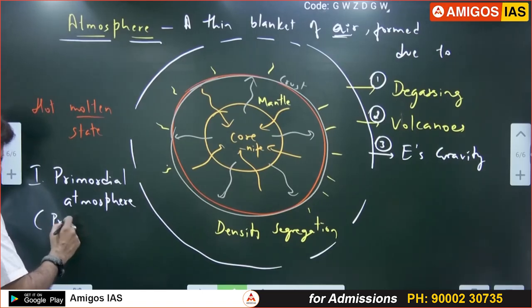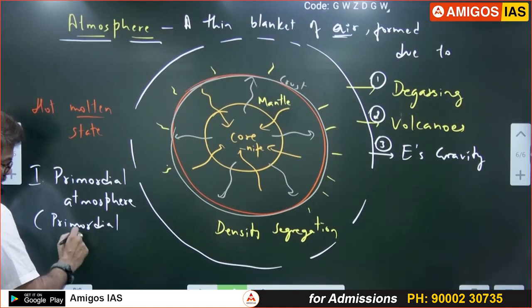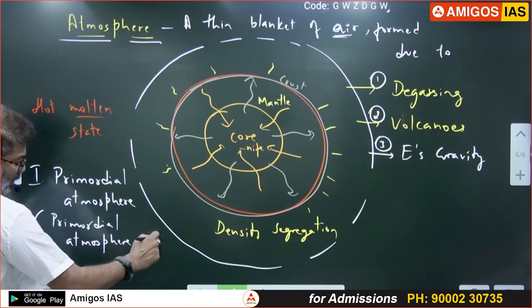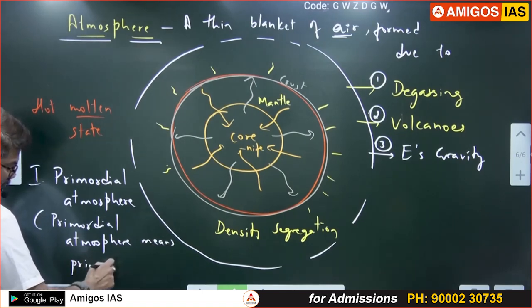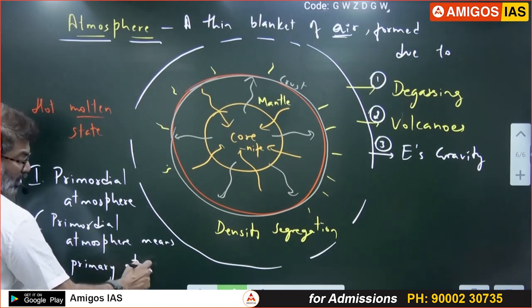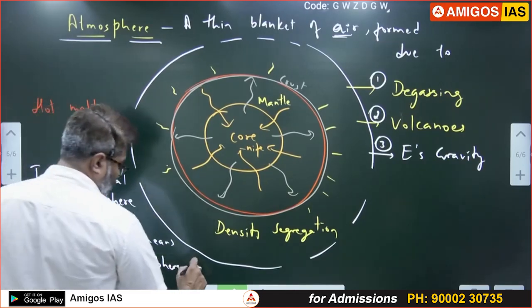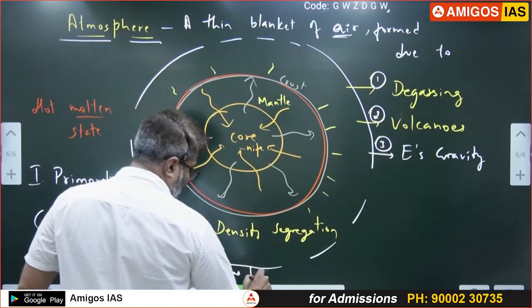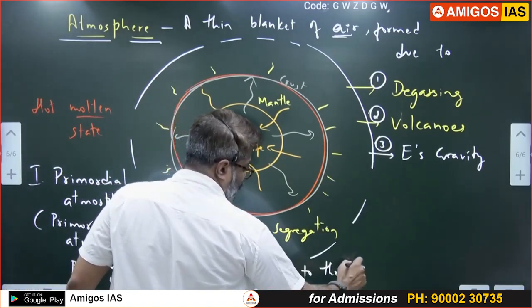Primordial atmosphere means primary atmosphere. Please write primary atmosphere. This was lost due to the solar wind.